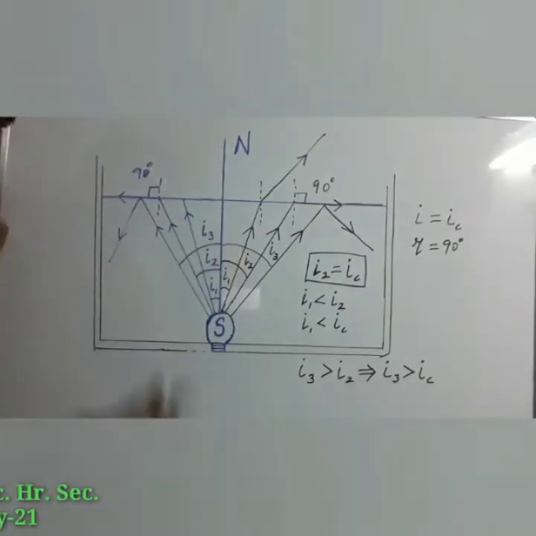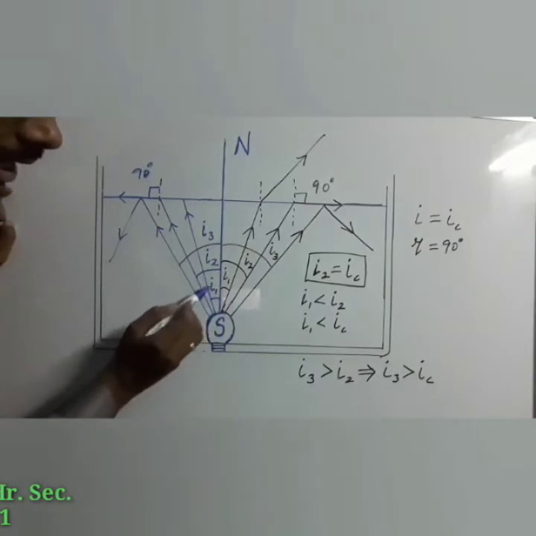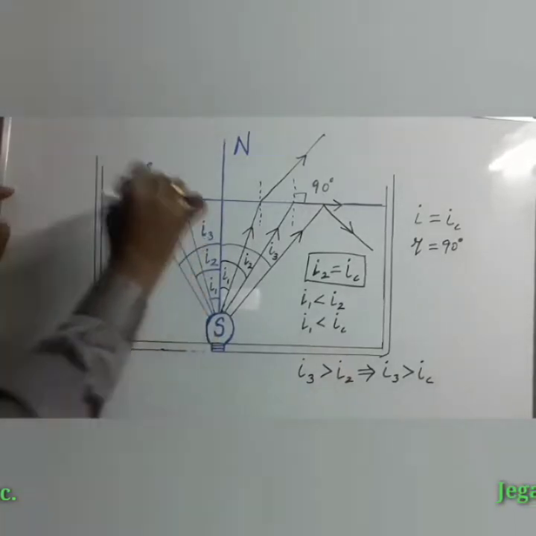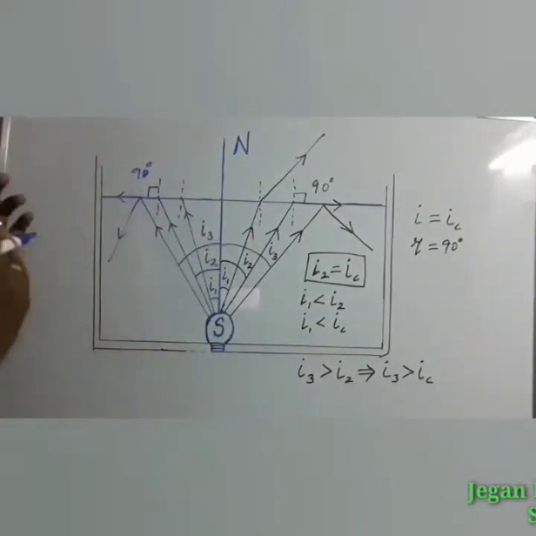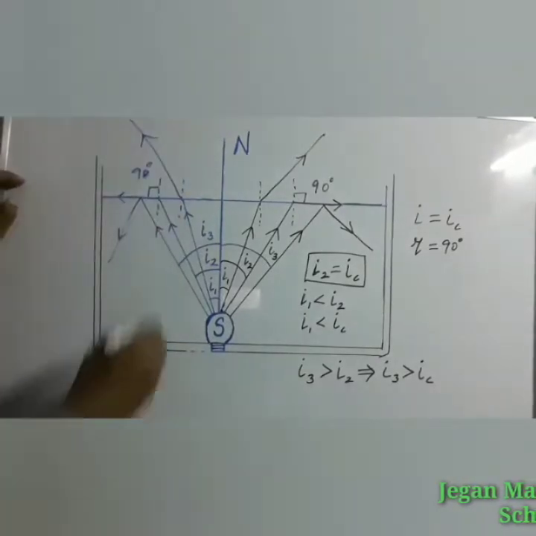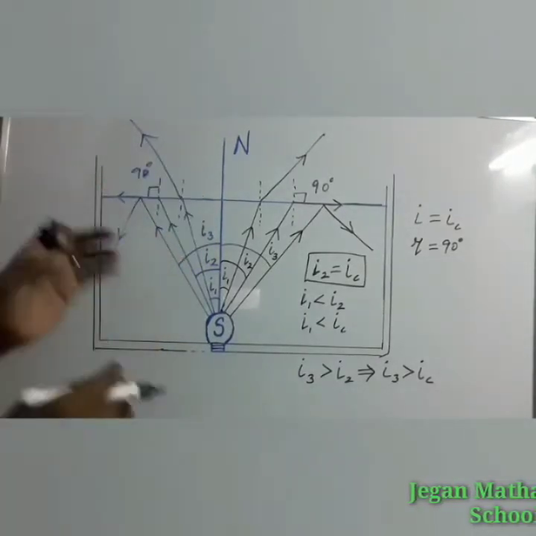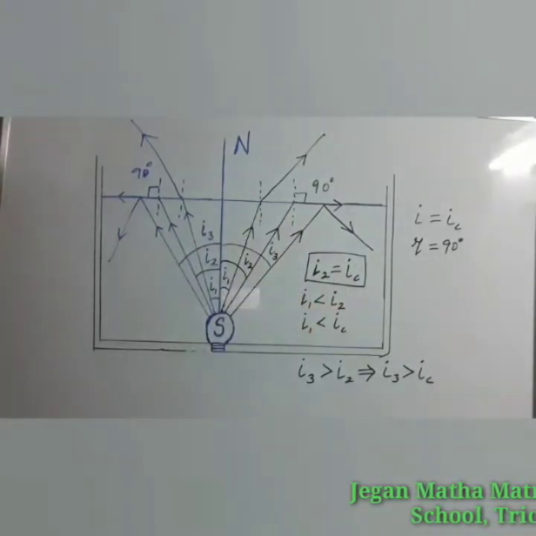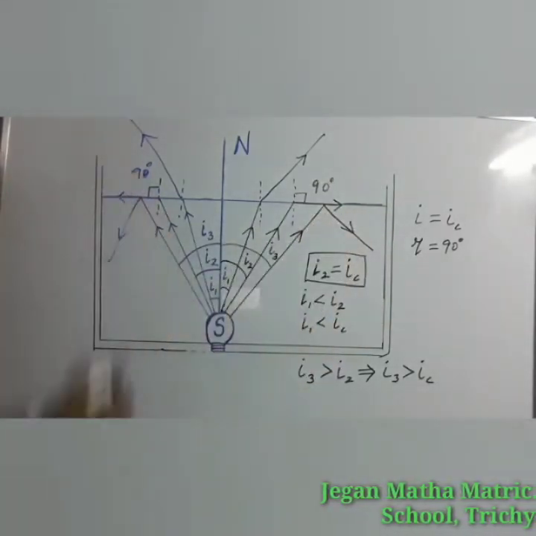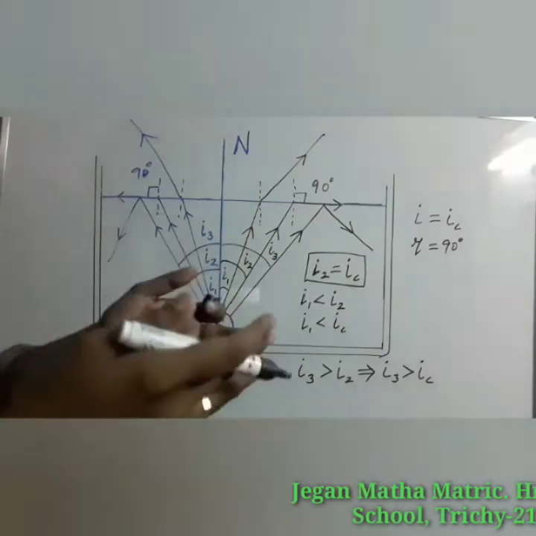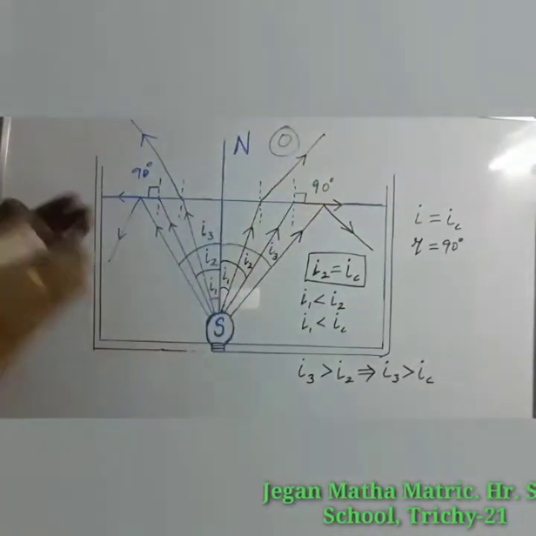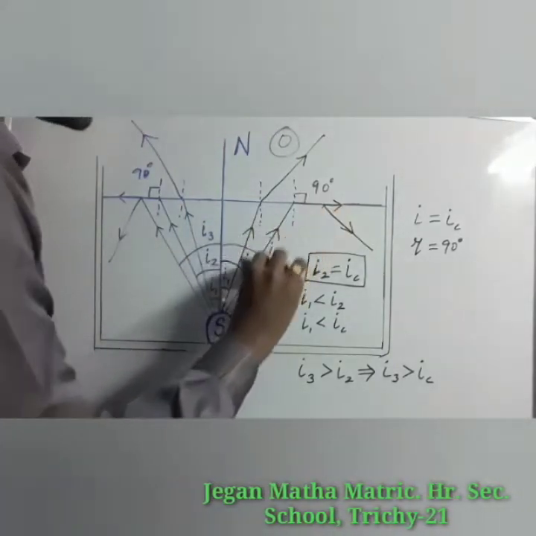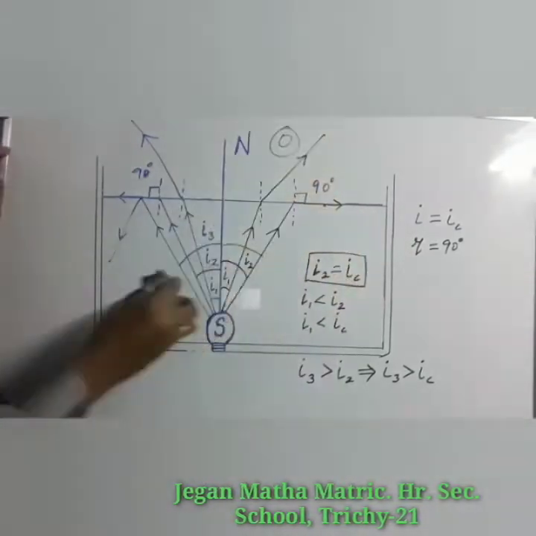Let us take the first ray. The first ray makes the angle I1 with the normal line. We know that I1 is less than the critical angle. So here also the first ray will undergo normal refraction, refracted like this. From this diagram you can understand the light rays which make an angle greater than the critical angle are reflected within the water medium itself. So these light rays will not be visible to observers who are outside of the water, since they are reflected within the water itself.